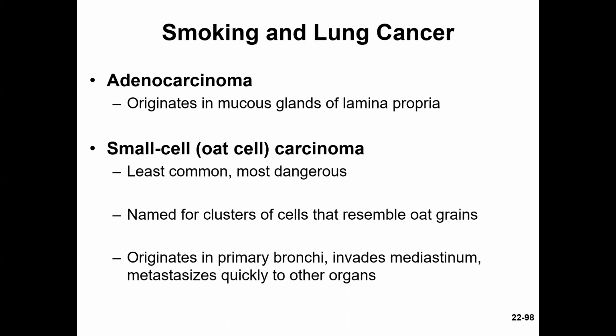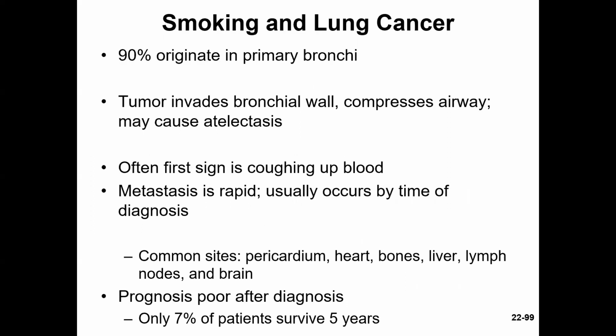Adenocarcinoma originates in the mucus gland of the lamina propria. Then we have small cell or oat cell carcinoma. This is the least common but the most dangerous. It is named for the clusters of cells that resemble oat grains. It originates in the primary bronchi and invades the mediastinum. It metastasizes quickly to the other organs. 90% originate in the primary bronchi.